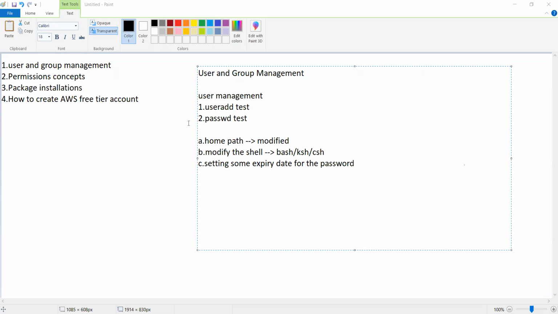Hello. Yes, I'm Sundar here. Hello, yes Sundar, tell me. I just wanted to ask if you can repeat the home path, modifying the shell and setting some expiry data like password, just an overview, please.